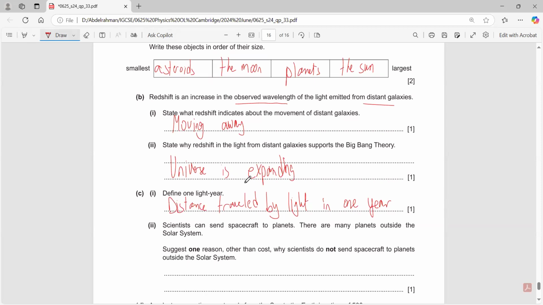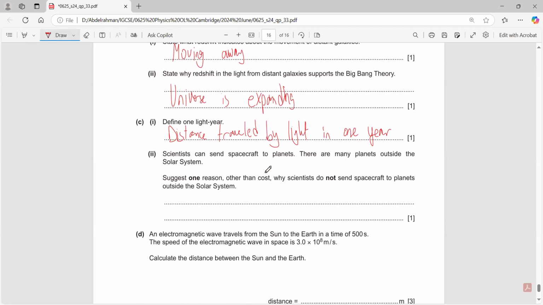Scientists can send spacecraft to planets. There are many planets outside the solar system. Give just one reason, other than cost, why scientists do not send spacecraft to planets outside the solar system. They will get lost. No, they will not get lost. Very far. Higher pressure. Actually, lower pressure, not higher pressure. Dangerous. Too far. Yes, too far. Definitely, this is the most suitable answer.